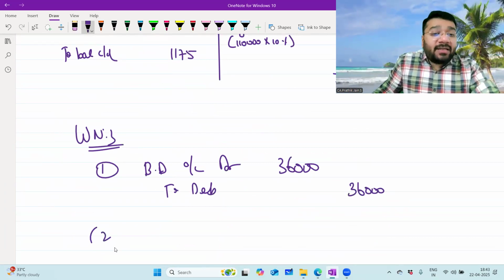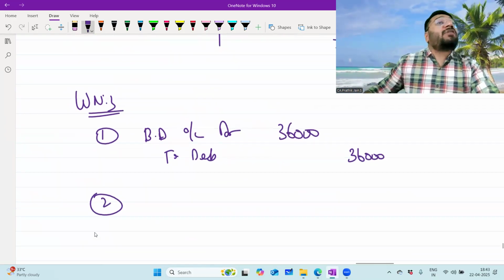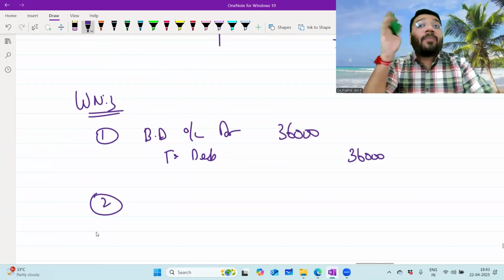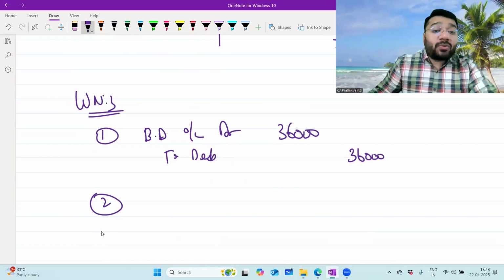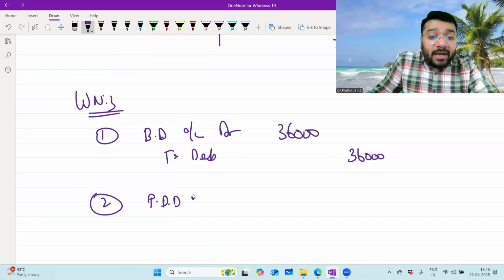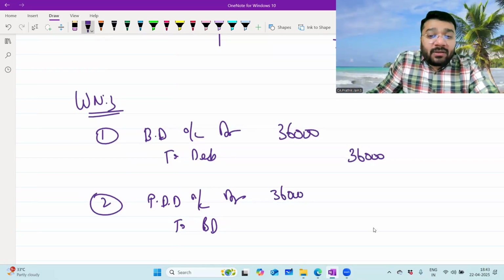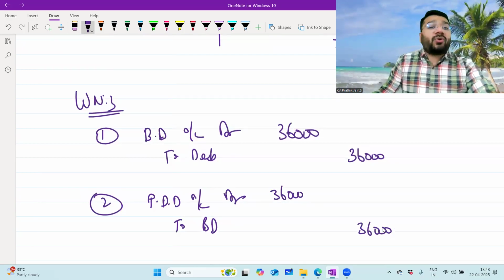The question says that this bad debt has been knocked off against provision for doubtful debt. So which method have they followed, option 1 or option 2? Option 2. In that case, what is the entry? Provision for doubtful debt account debit to bad debt, how much? 36,000. My question goes to all of you.